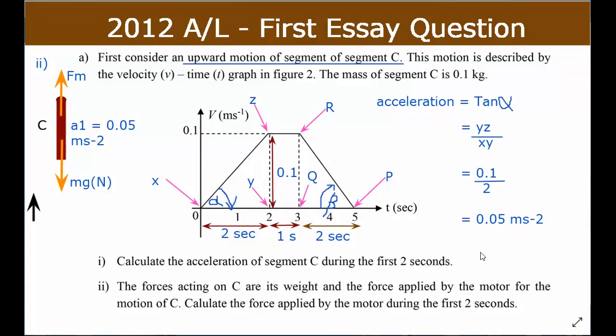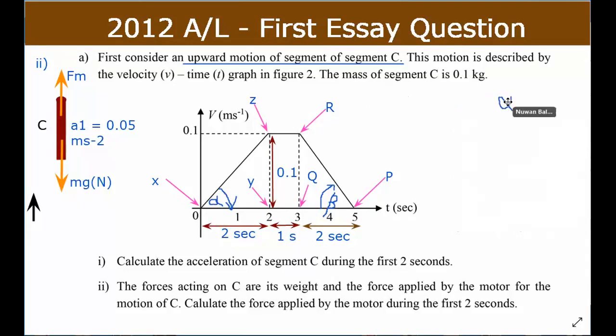Right. How do you find the deceleration? What is the equation of deceleration? From a velocity time graph, how do you find the deceleration? Whether it is acceleration or deceleration, always tan alpha, tan beta, the gradient. So deceleration is also found the same way.